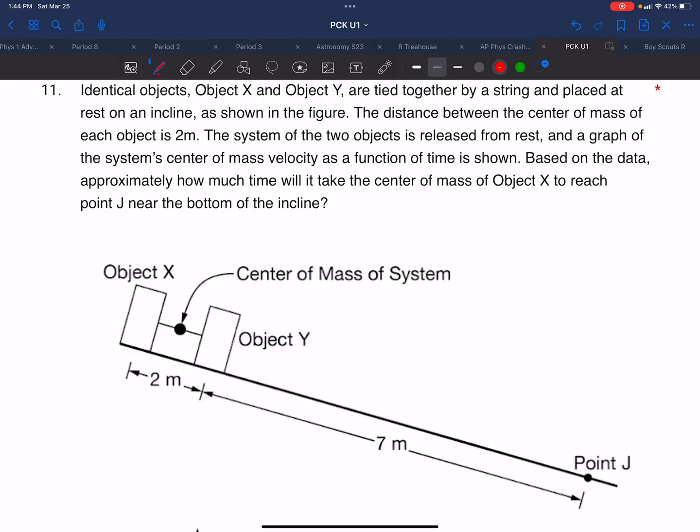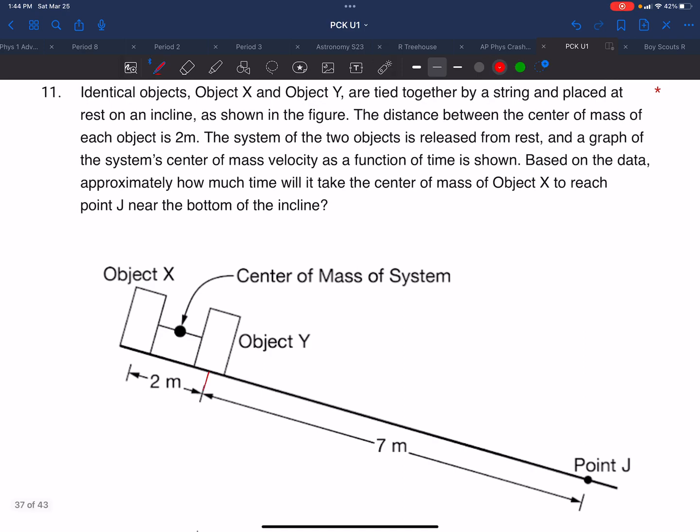Two objects, X and Y, are attached by a string, and the center of mass is depicted here. We are told that the distance between the centers of masses is 2 meters, and the length of the ramp is 7 meters. We have an initial velocity of 0. It's released from rest, so it's going to accelerate down the ramp.